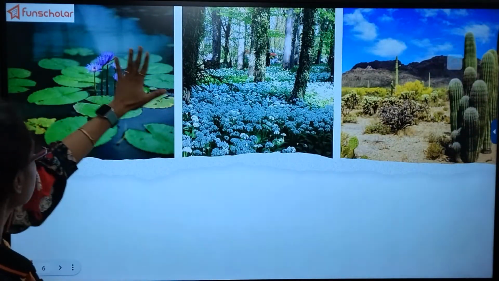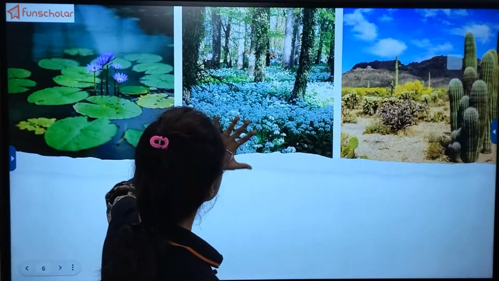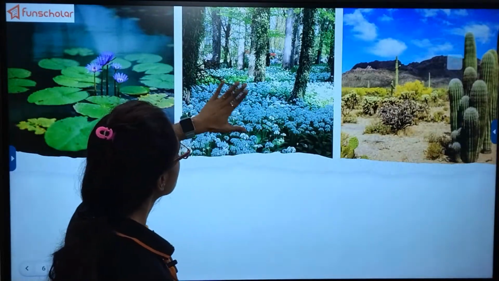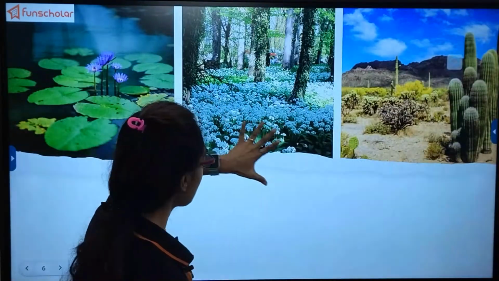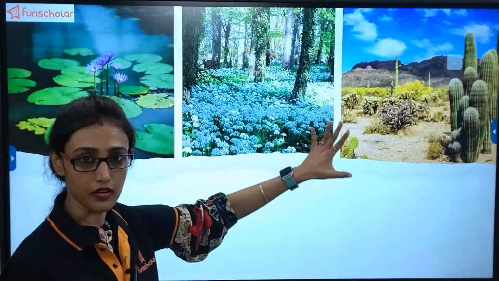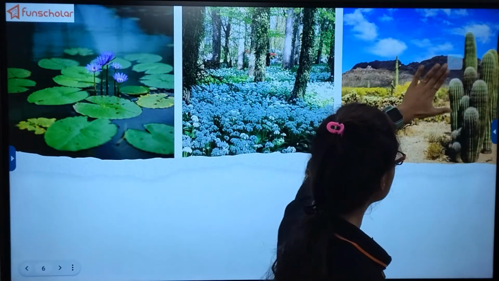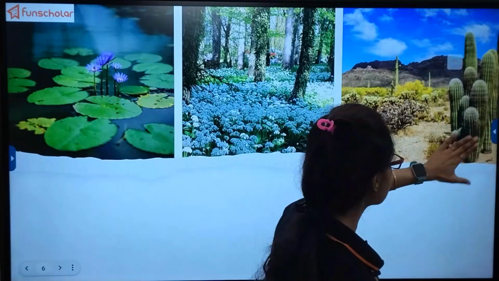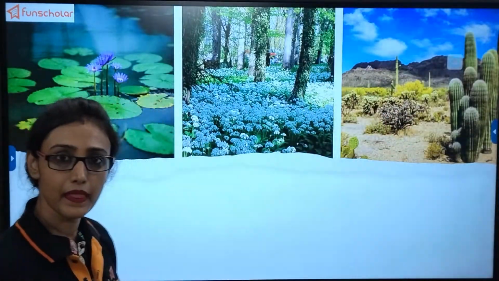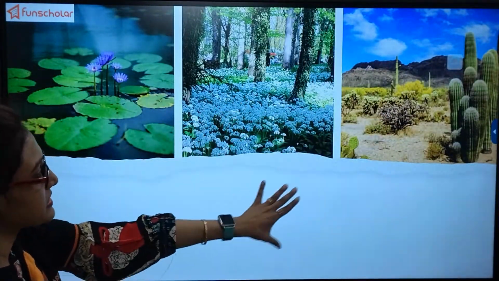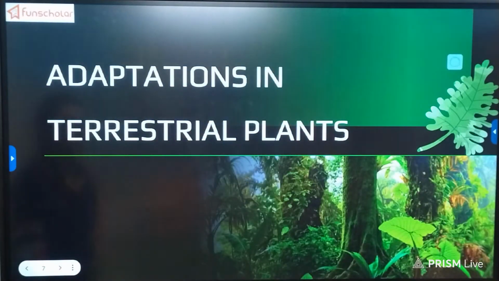Now see, some plants are growing in water. Some flowers or plants are growing in the forest, where there are a large number of big trees, along with shrubs and herbs. And this is a desert place where you can see different types of cactuses which are full of thorns, with no leaves. No leaves are there. Now let us move forward.